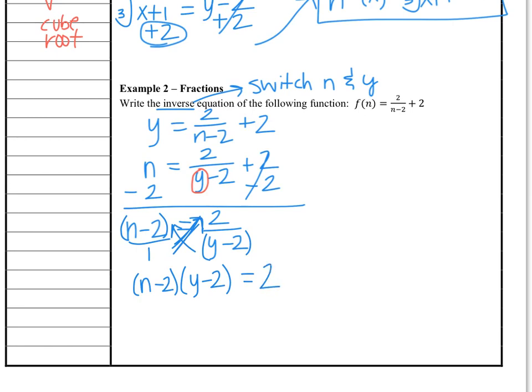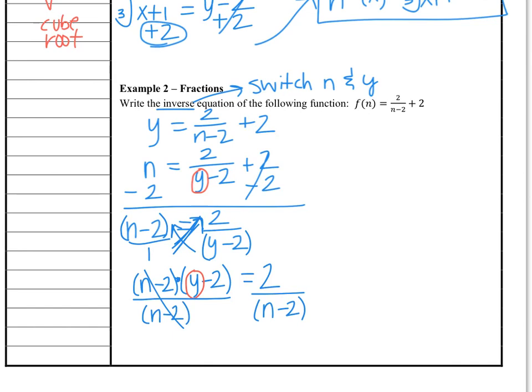Okay, so I'm still solving for y, so we want to think about how we could get rid of this whole n minus 2 all at once. If it's n minus 2 times, there's a multiplication symbol between them, times y minus 2, I can just divide that whole n minus 2 term and cancel it out all at once. And I can do that over here too.